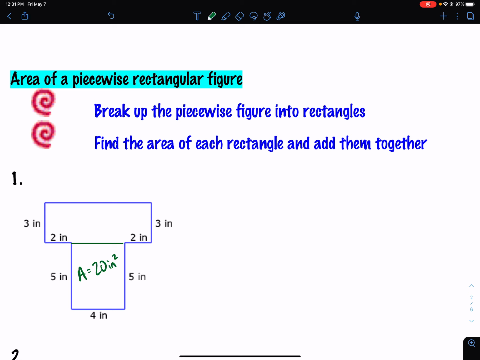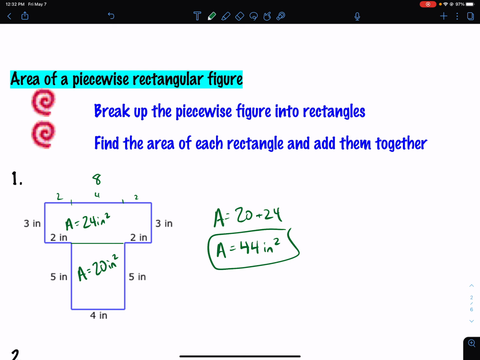Now this top one, we know that the width is 3, but this length up here would be, that's 2, that's 4, and that's 2. So the entire length is 8, okay? So the area is going to be 8 times 3, which is 24 inches squared. And now for the area of the full thing, it's just going to be 20 plus 24. So the area is 44 inches squared. That's it.